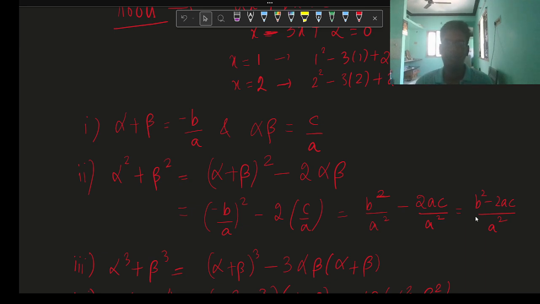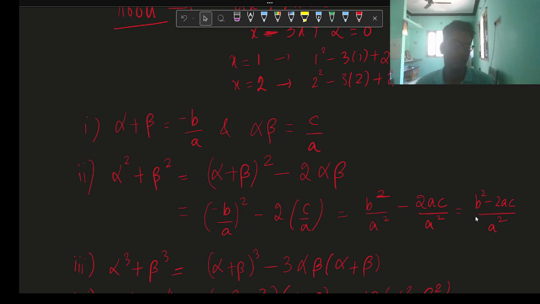Same way, we are solving alpha cube plus beta cube from the relation we all know: a plus b the whole cube is equal to a cube plus b cube plus 3ab of a plus b. And we are transposing the RHS term 3ab of a plus b to LHS, and substituting a as alpha and b as beta. So we would get alpha cube plus beta cube is equal to alpha plus beta the whole cube minus 3 alpha beta of alpha plus beta.